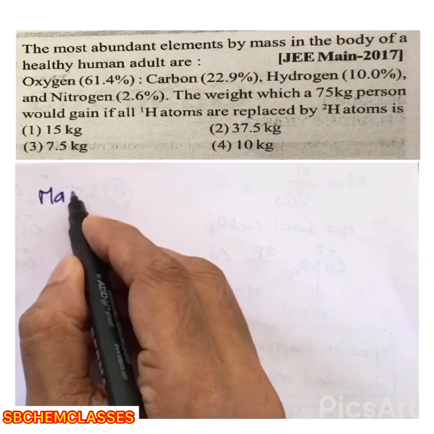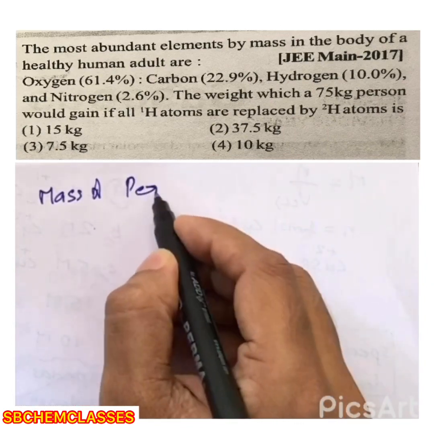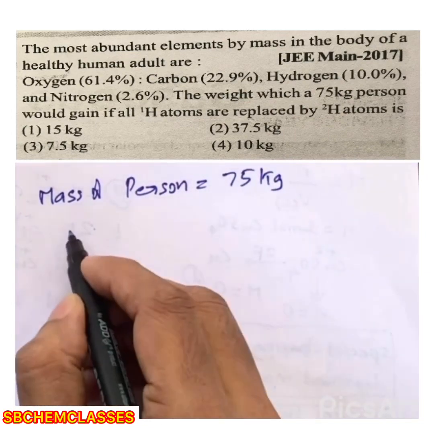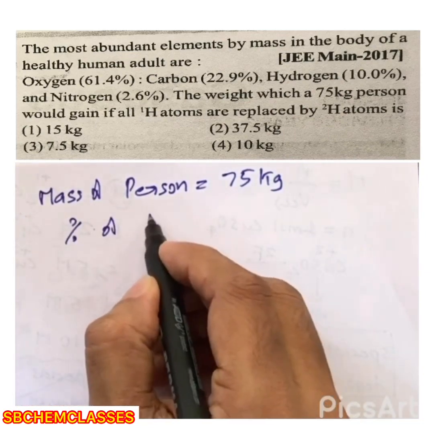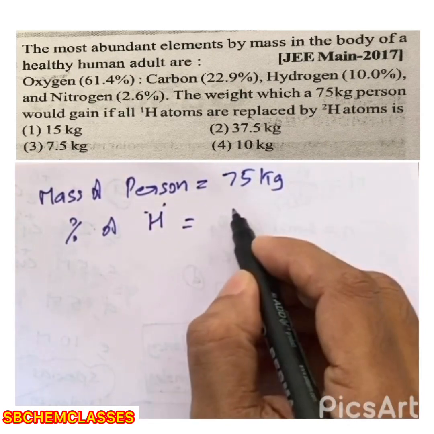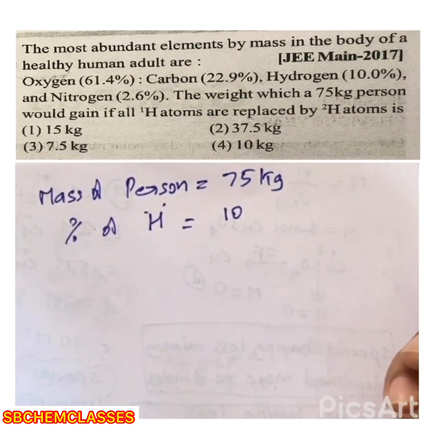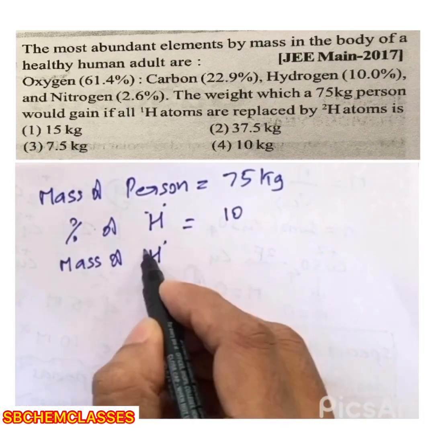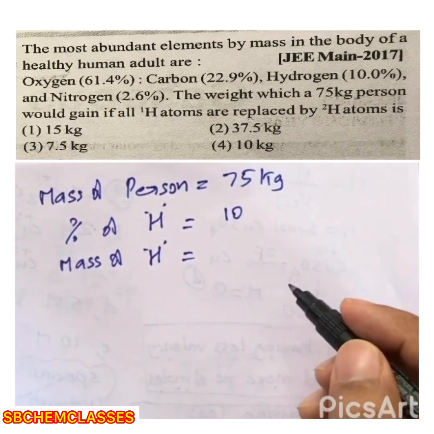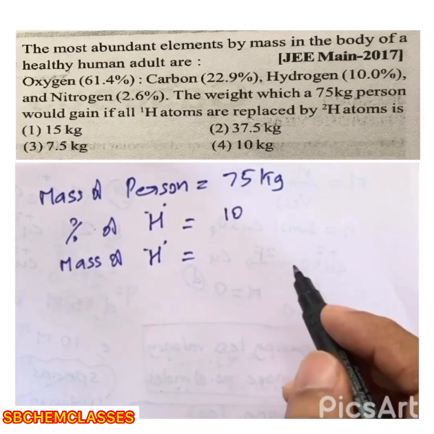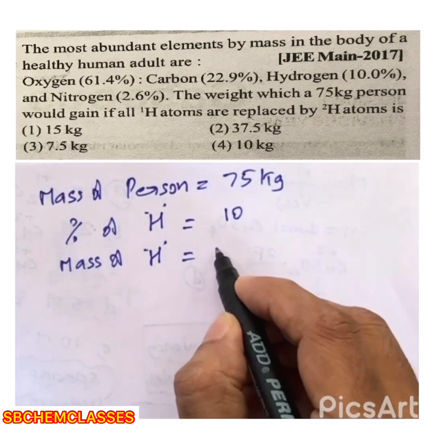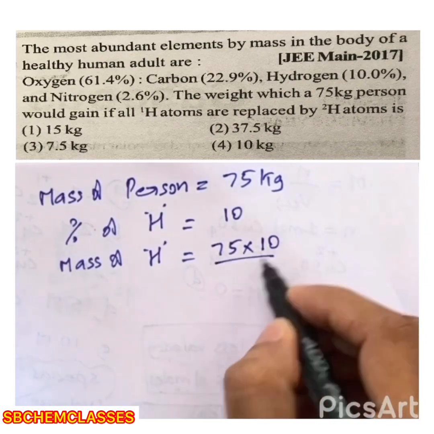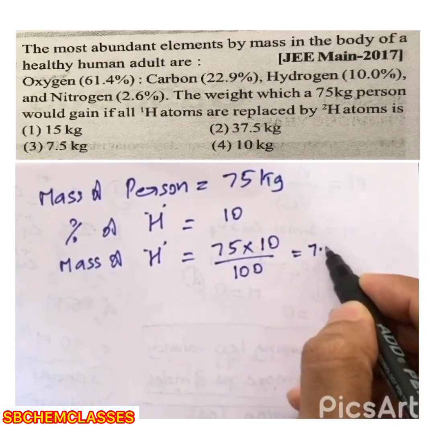Mass of person is 75 kilogram. In that, the percentage of hydrogen is 10. So we can calculate the mass of hydrogen in the person. What will it be? Mass of person 75 into percentage of hydrogen 10 by 100, that is 7.5.